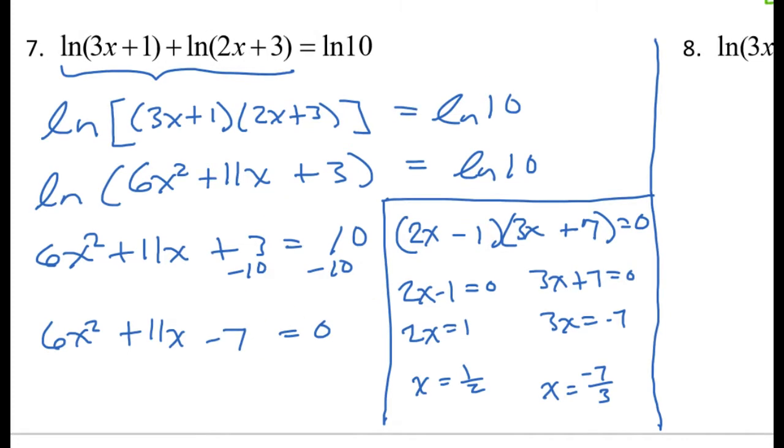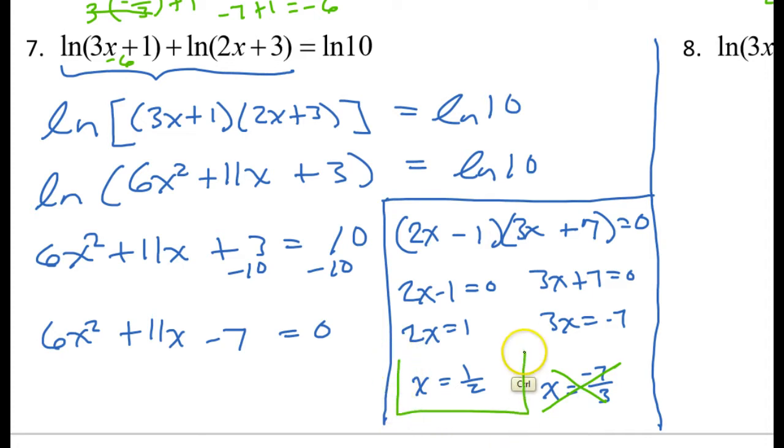For example, if I substitute negative 7 over 3 in right here, that's going to be 3 times negative 7 over 3 plus 1. The 3's cancel out, so that would give me negative 7 plus 1, which equals negative 6. So then I would have the natural log of negative 6. You can't take the log of a negative number. That makes this extraneous, so got to throw that out. That means the only actual solution is x equals 1 half.